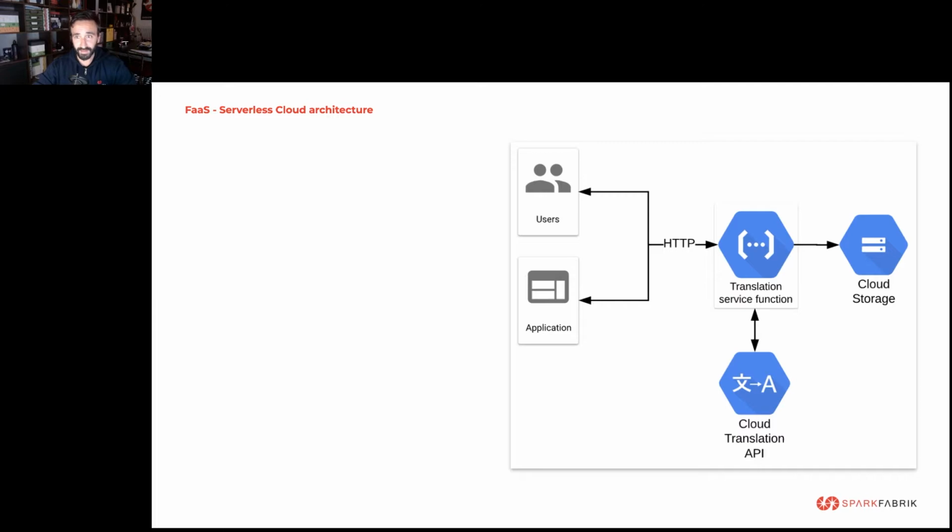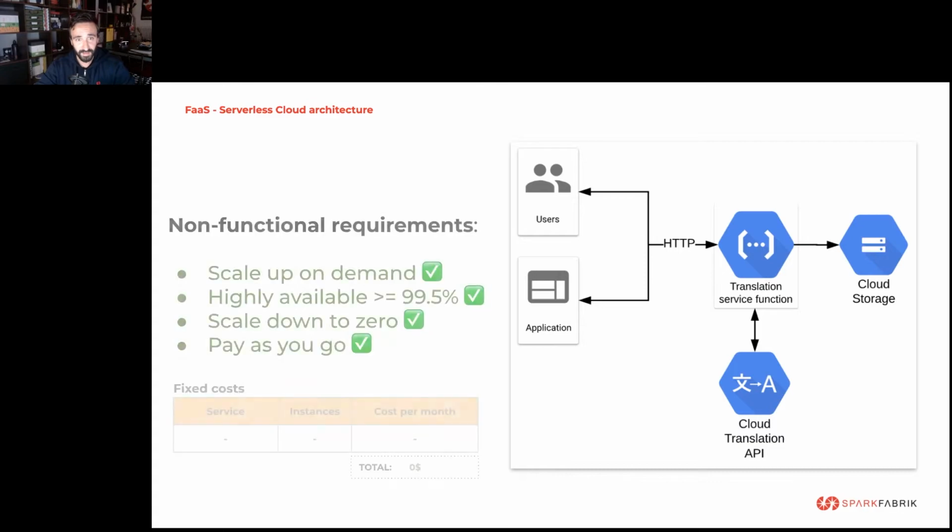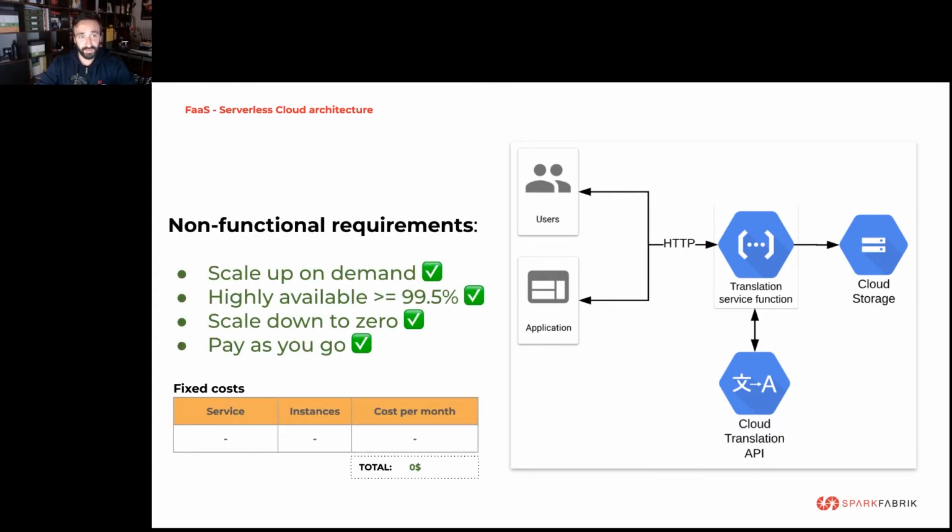So this is how the new architecture looks. It's much more simple than before. As you can see, we don't have any other moving parts other than our function and the external services. And all the non-functional requirements are now green.